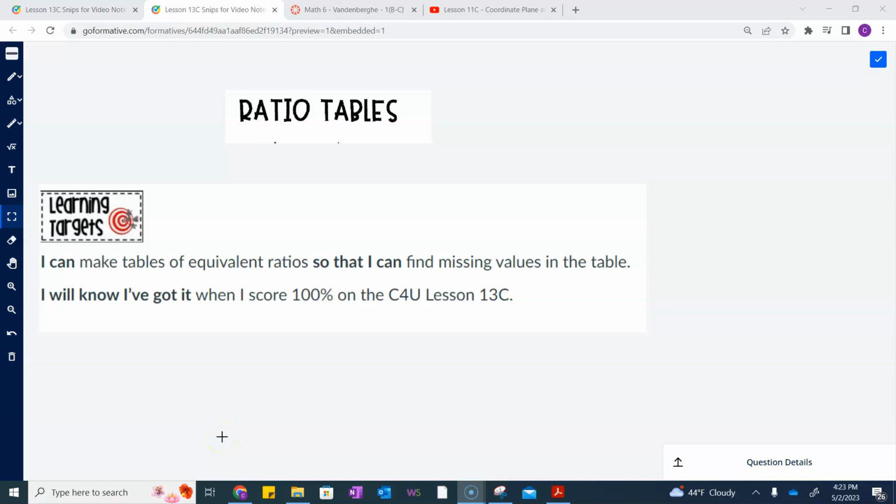So in this lesson, we're going to be learning about ratio tables. The learning target: I can make a table. I can make tables of equivalent ratios so that I can find missing values in the tables. I'll know I've got it when I score 100% on the assignment following this lesson.